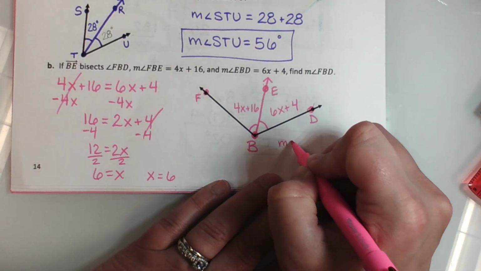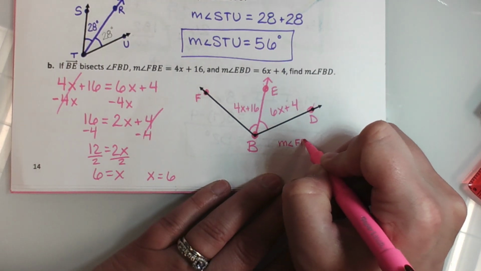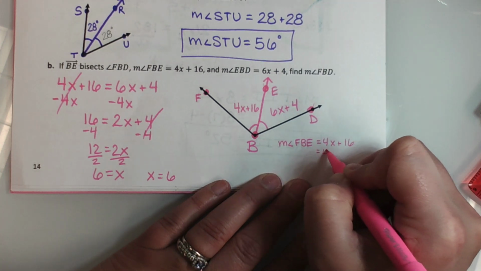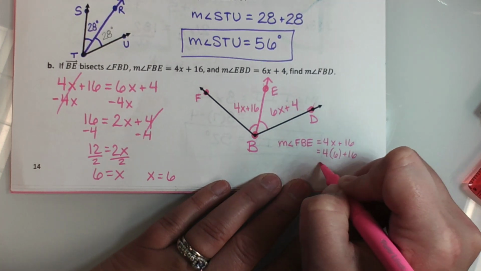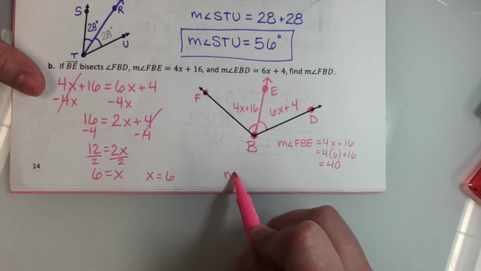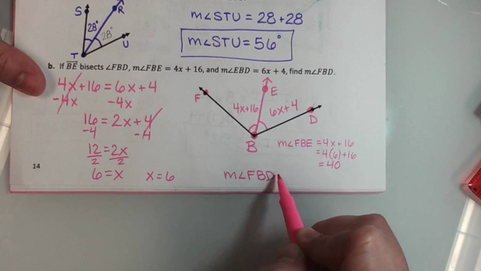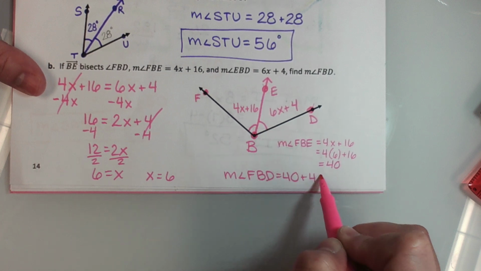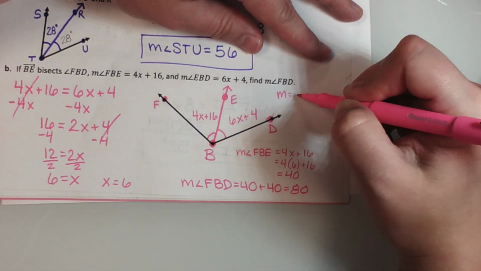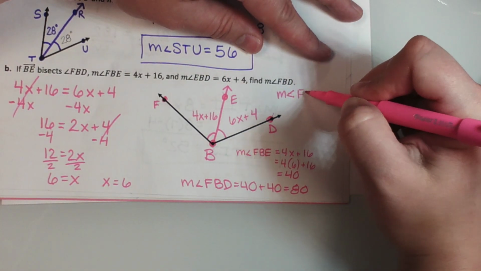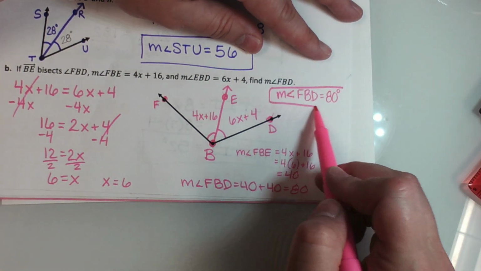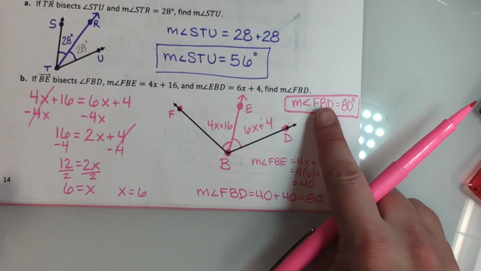But I don't have to plug back into both. I'm going to plug into FBE just because I saw it first. It's 4x plus 16. 4 times 6 plus 16 happens to be 40. Yep. Measure of FBD is therefore 40 plus 40, which is 80. I made that angle a little too big. And you're going to notice I always go back and do that formal notation, that measure of angle FBD.